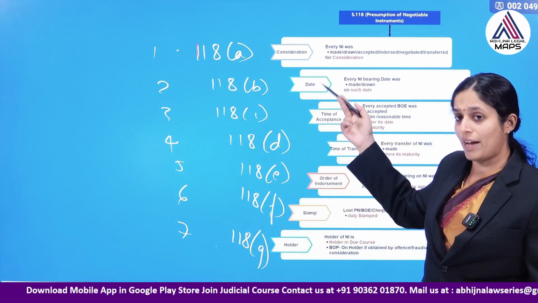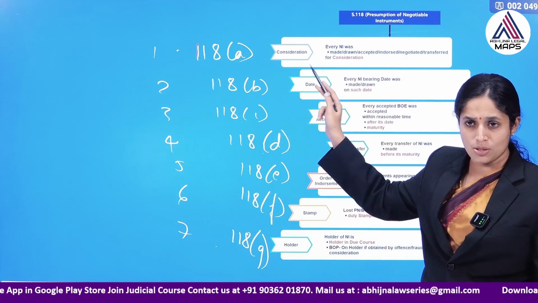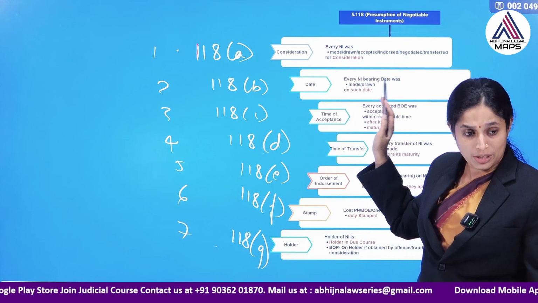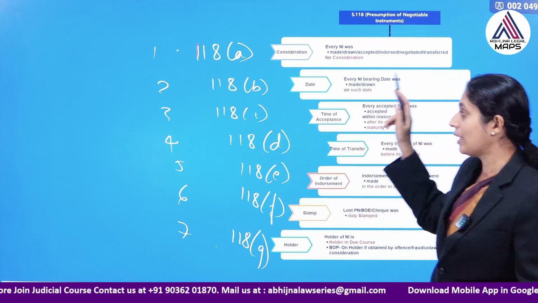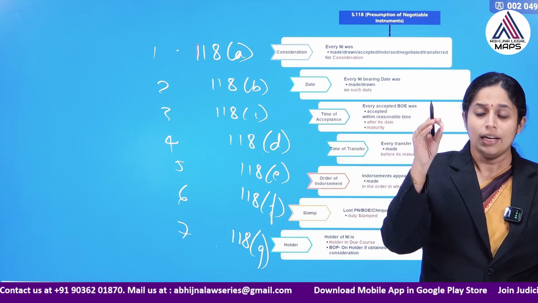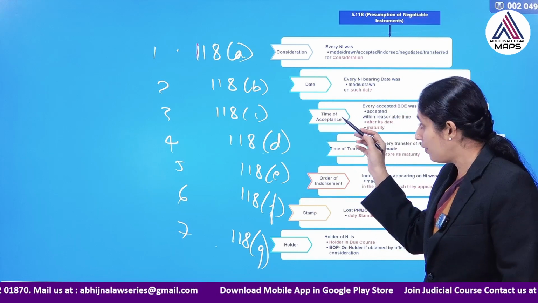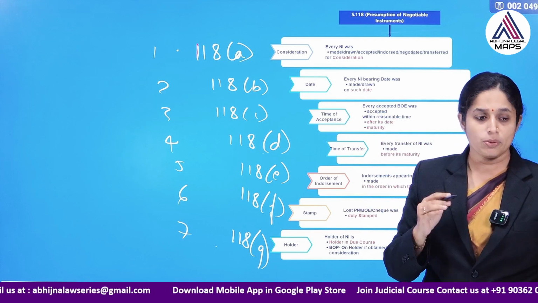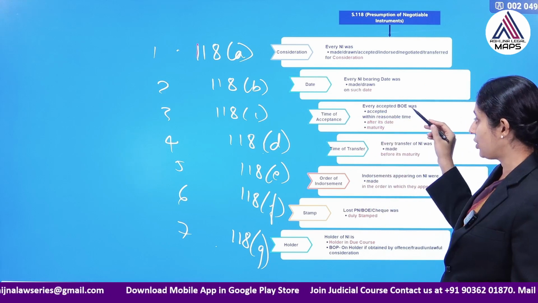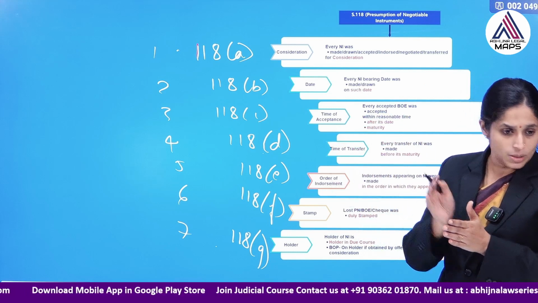So, if we have to revise, the first presumption is with respect to consideration. It means that every negotiable instrument was executed for a consideration. The second presumption is that whatever date the negotiable instrument is bearing, it is deemed to have been executed on that date only. And with respect to bill of exchange is the third presumption. So, every accepted bill of exchange was accepted within a reasonable time after its date and before its maturity.